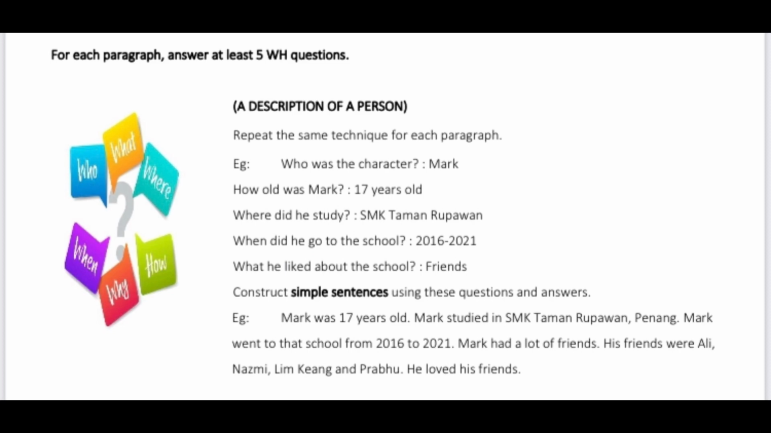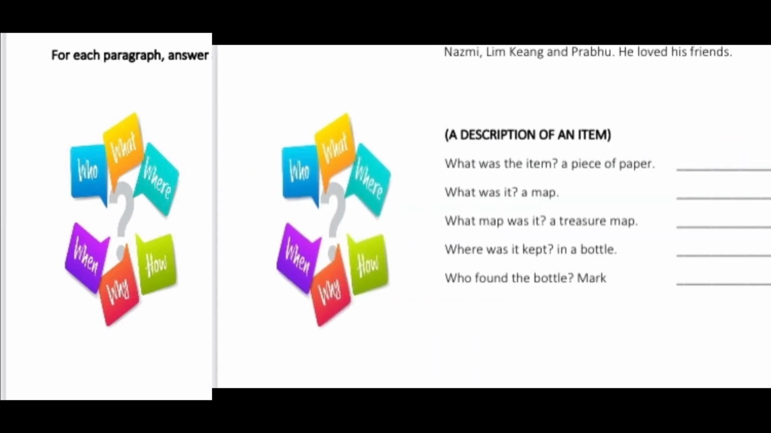Friends, many friends. So when you make the paragraph, after you have written the sentence given, you can continue with: Mark was 17 years old. Mark studied in SMK Taman Rupawan, Penang. Mark went to that school from 2016 to 2021. Mark had a lot of friends. His friends were Ali, Nazmi, Lim Kiang, and Prabhu. He loved his friends. Now, of course, you will change Mark to the pronoun he.